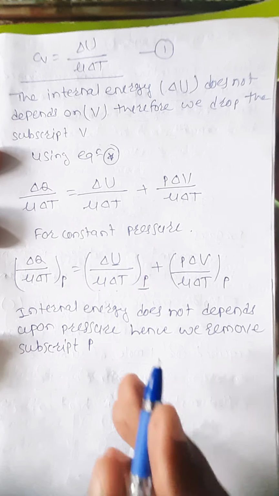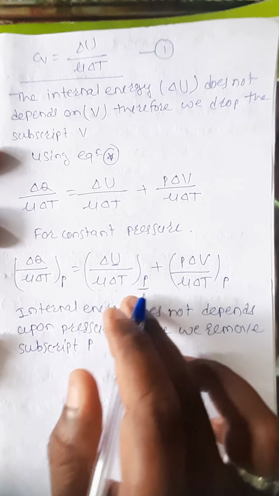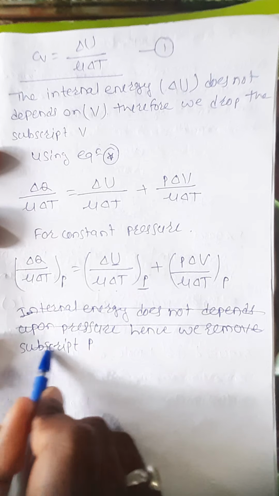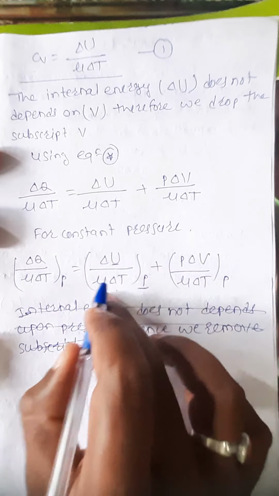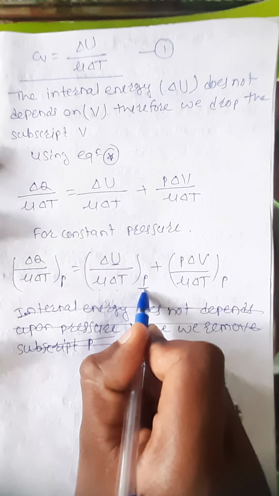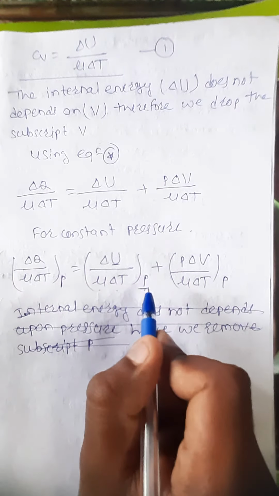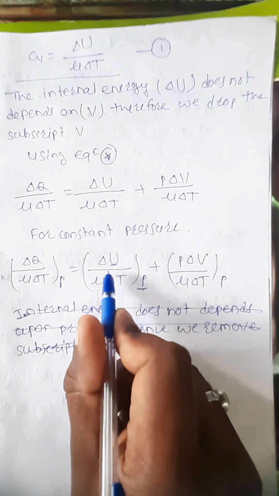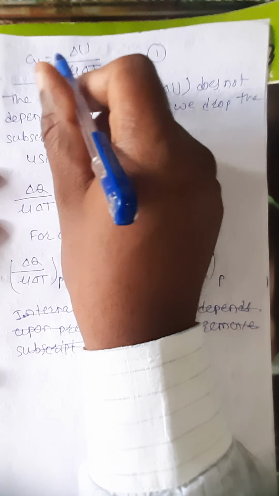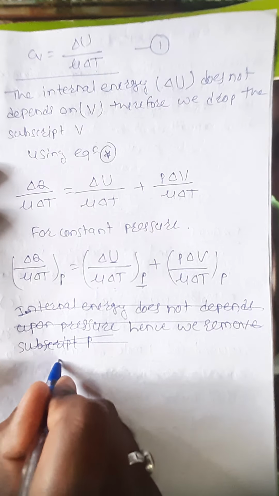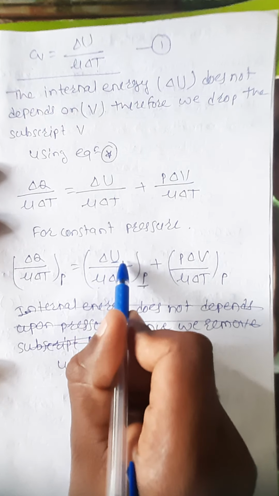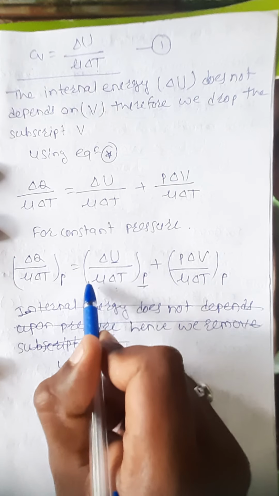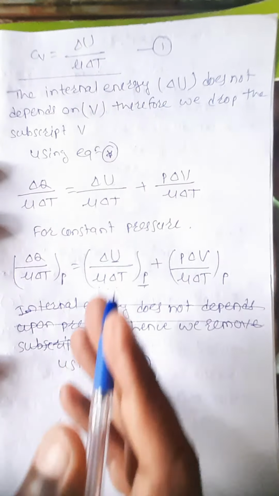Okay, the pressure is constant, therefore there is no pressure term here. Means the pressure is constant, there will be no change in pressure. Therefore delta U divided by mu into delta T is equal to Cv, using equation 1. In place of delta U divided by mu into delta T, we have to write Cv.